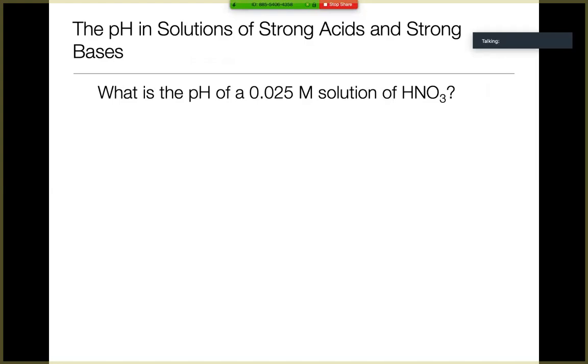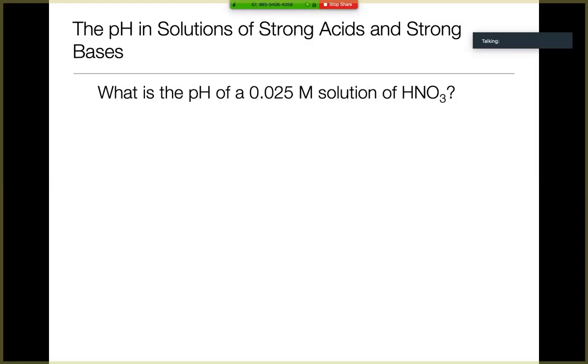I'm going to apply an ice table to this problem. It's not a real ice table. I'll call it a quote unquote ice table, and you'll see what I mean in a minute. So let's read through the problem and then talk about the steps of how we want to attack it. So it says, what is the pH of a 0.025 molar solution of nitric acid?